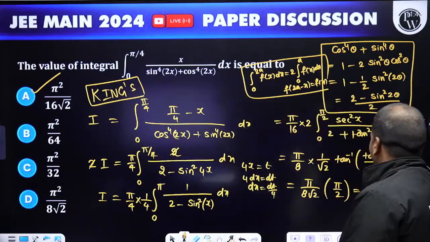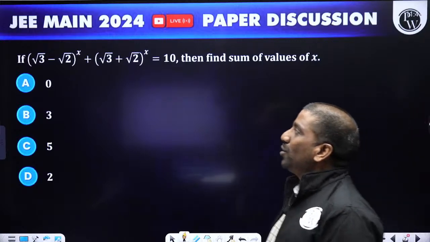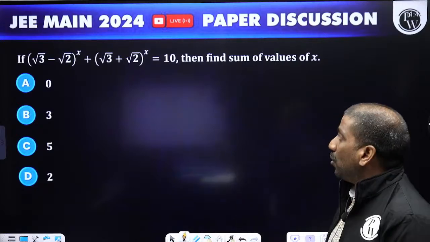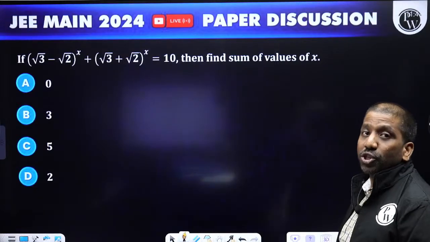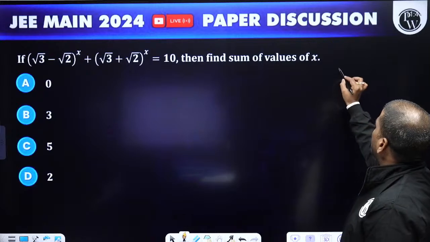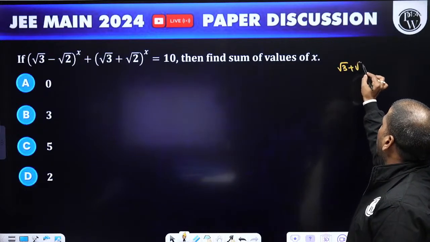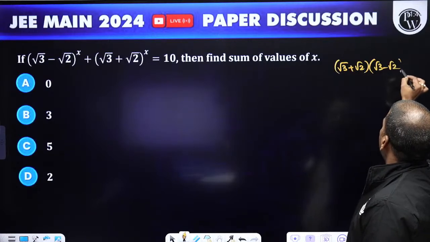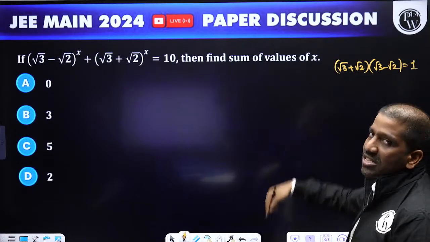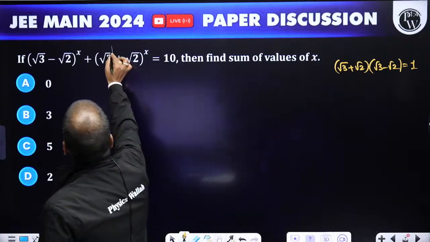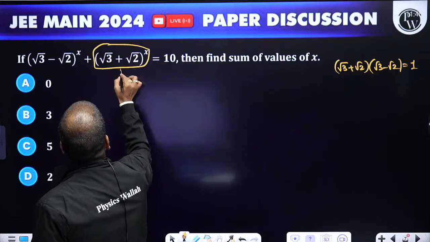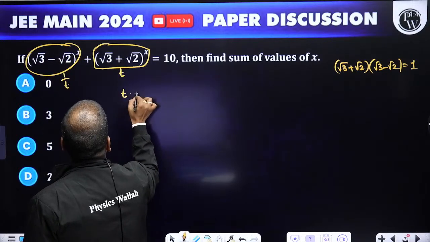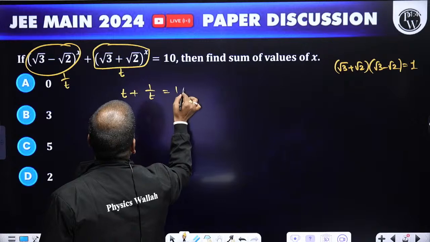See, next. Root 3 minus root 2 power x, root 3 plus root 2 power x. We need to understand again from the quadratic equation, reducible into quadratic equation. Try to understand root 3 plus root 2 and root 3 minus root 2. This product is equal to 1. So that means one is the reciprocal of the other. So let us take this whole part equal to t. So this will become 1 by t. So t plus 1 by t is equal to 10.